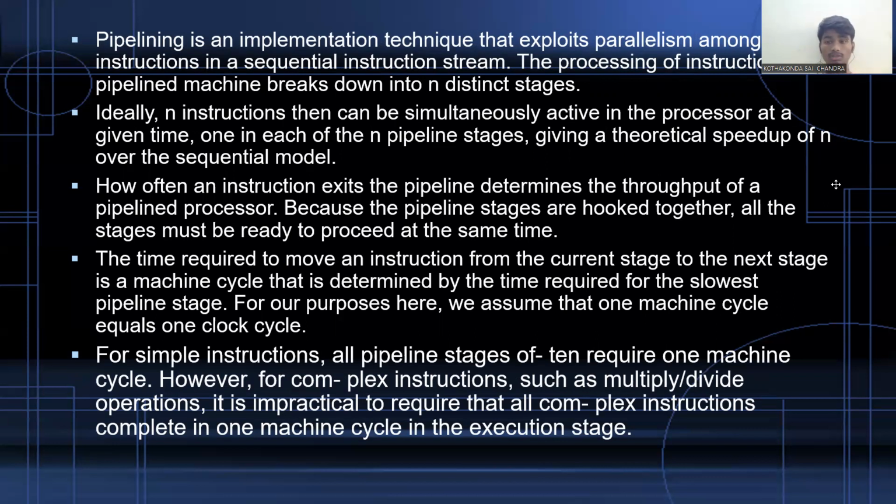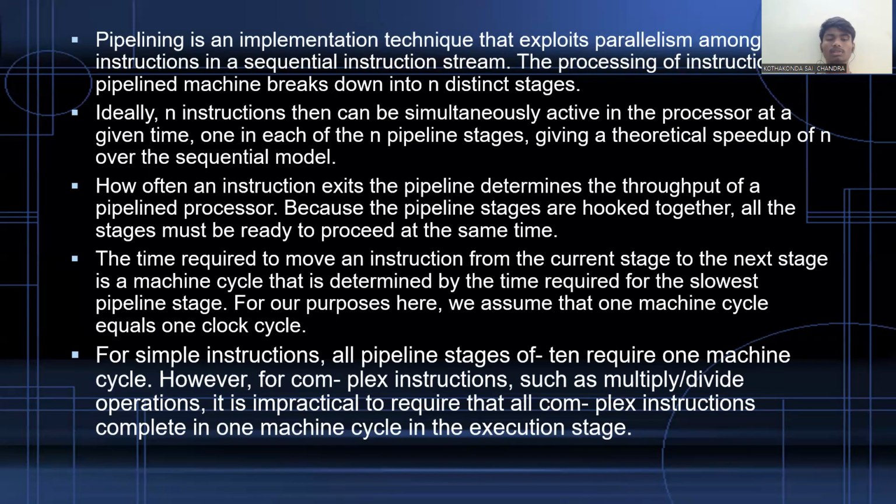The processing of instructions in a pipeline machine breaks down into distinct stages. Ideally, n instructions can be simultaneously active in the processor at a given time, one in each of the n pipeline stages, giving a theoretical speedup of n over the sequential model. Here, how often an instruction exits the pipeline determines the throughput of a pipeline processor, because the pipeline stages are hooked together.